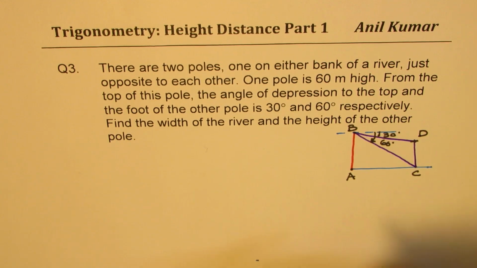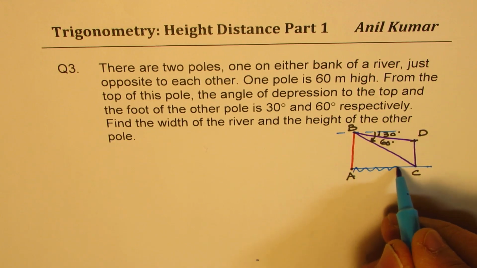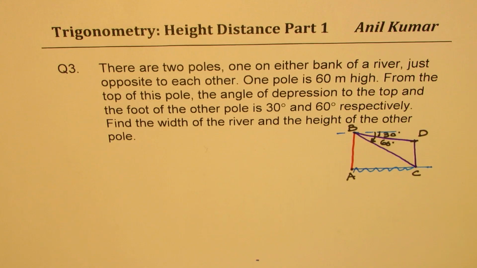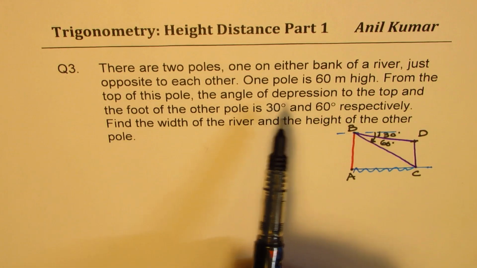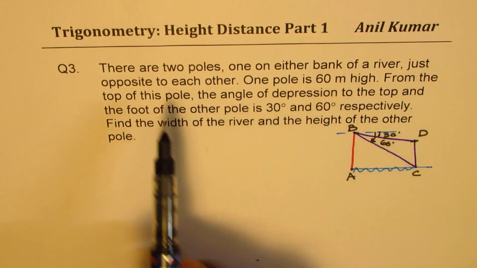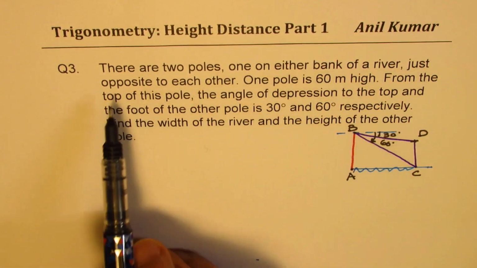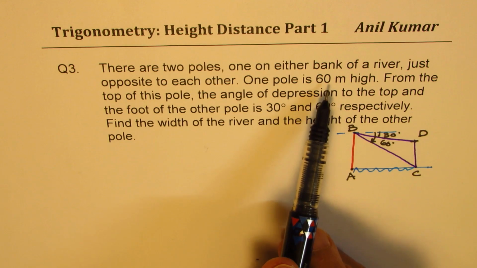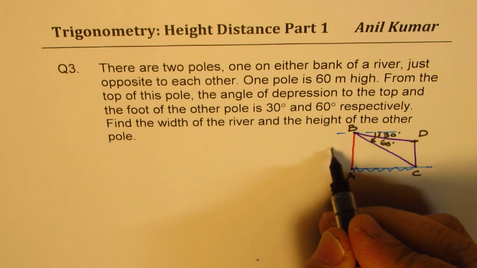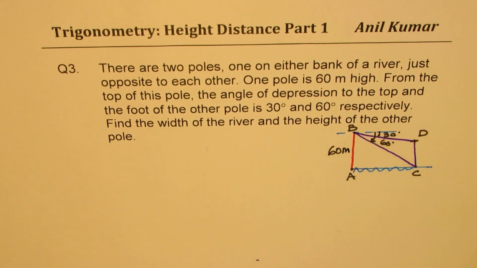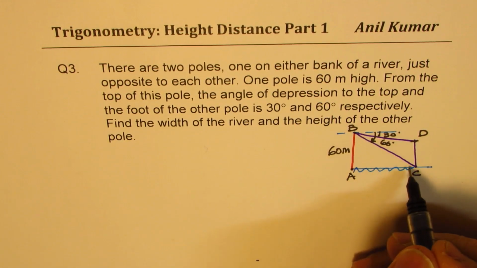So this is the river flowing, so we need to find the width of this river also, correct? And what else are we given? We are given that the two poles are on either side, just opposite to each other. Pole is 60 meters high, so we are also given that this height is 60 meters. That makes sense. Now let's solve the bigger triangle.